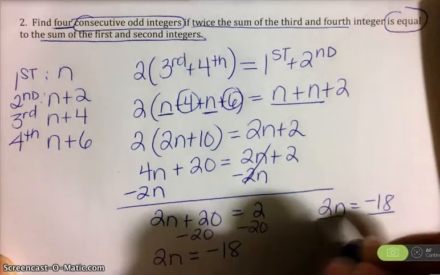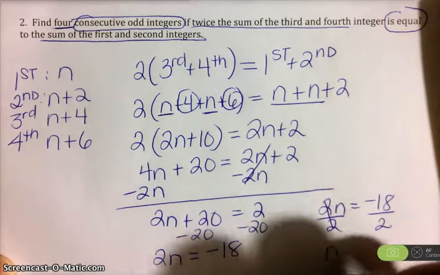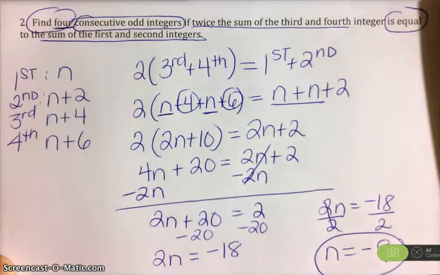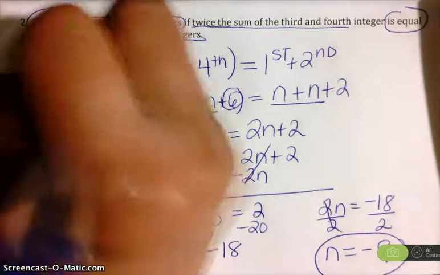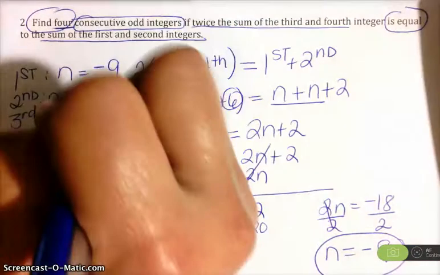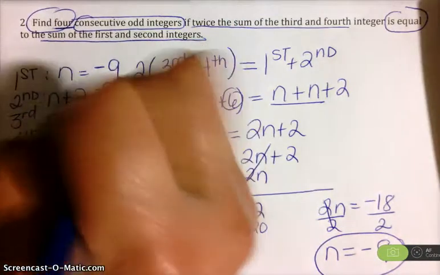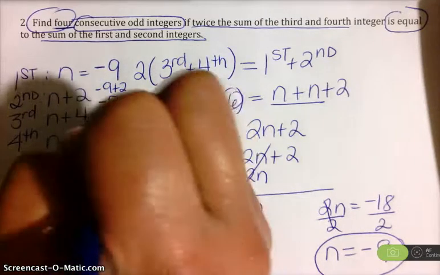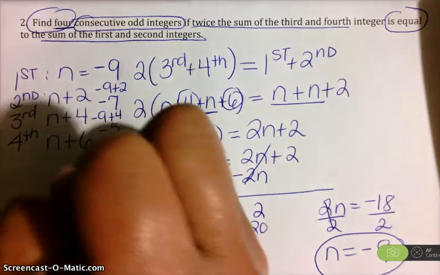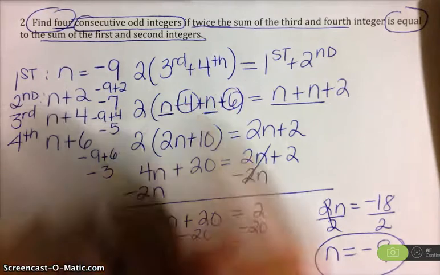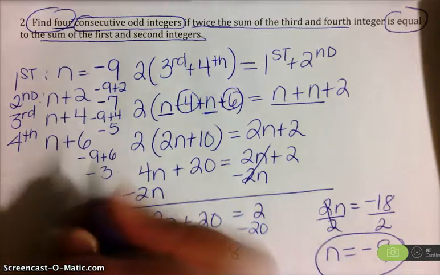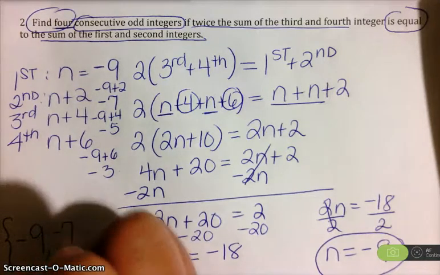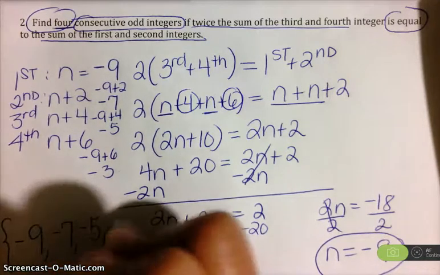I'm going to divide by 2. And I have n equals negative 9. So here it says to find 4. So we got to find all of them. Okay, the first one is negative 9. And this one is going to be negative 9 plus 2, which is negative 7, negative 9 plus 4, which is negative 5, and negative 9 plus 6, which is negative 3. So the four integers are negative 9, negative 7, negative 5, and negative 3.